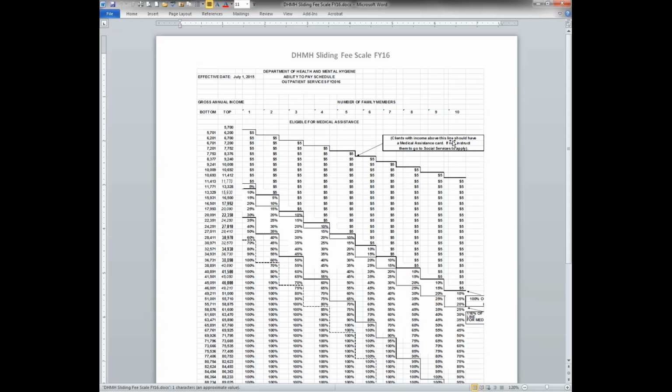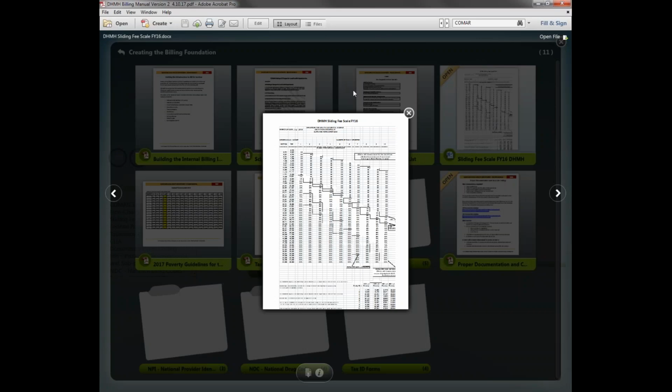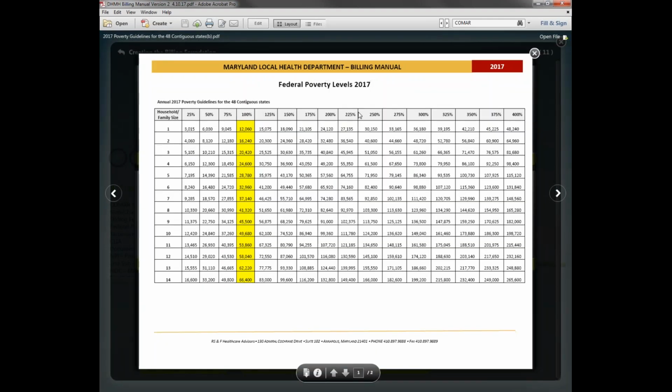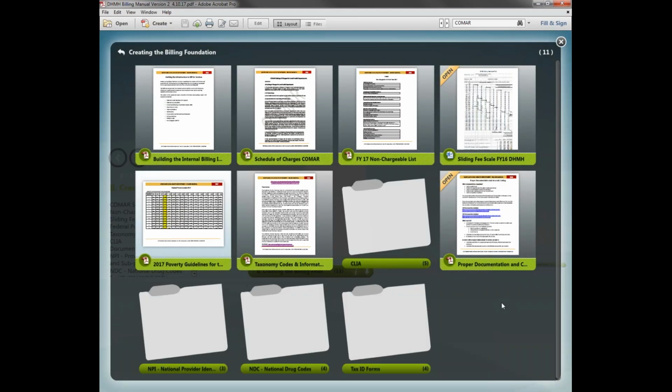And someone asked that question a little while ago. So this is the fiscal year 16 sliding fee scale. And you can find it here on the billing foundation. Here's the federal government. This is 2017, what their poverty levels are.